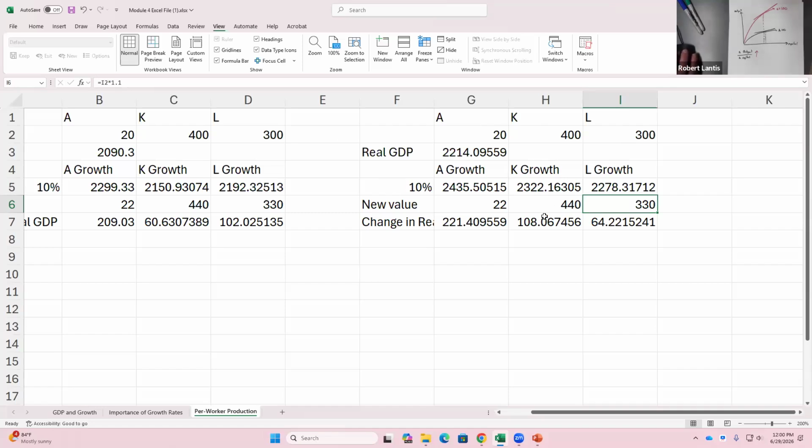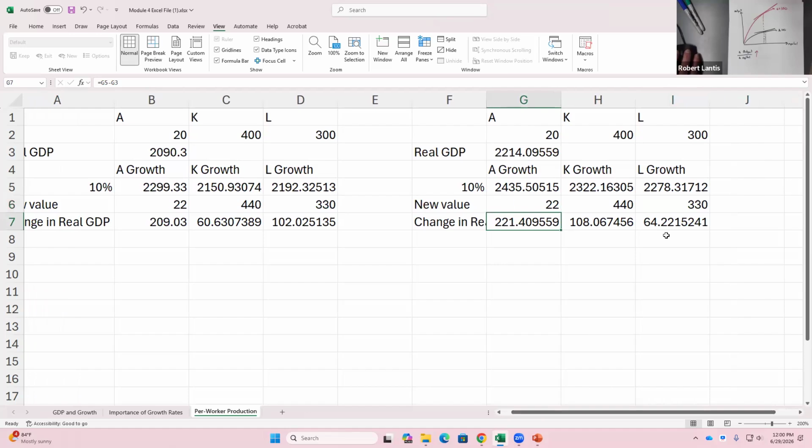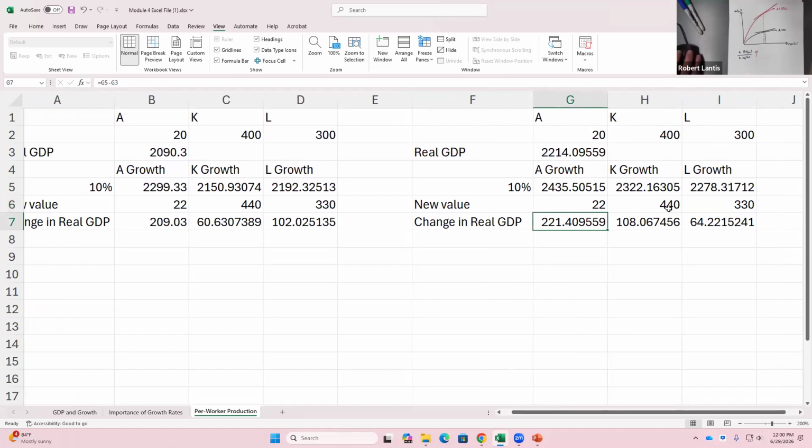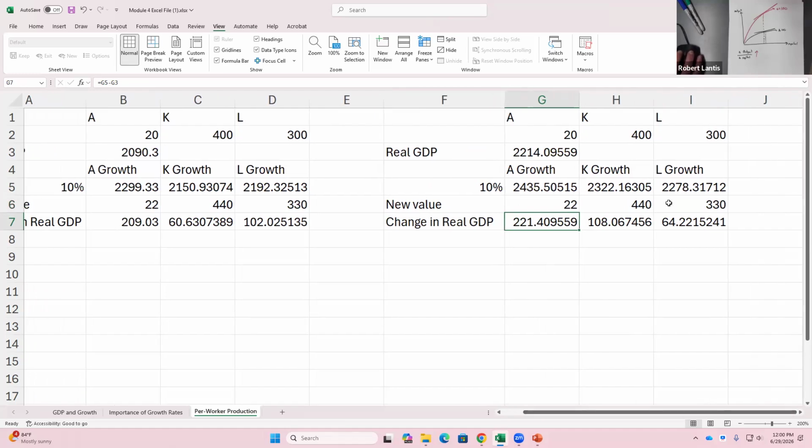So 10% increases. Now notice total factor productivity still wins out, right? A 10% change there produces much higher changes in real GDP than 10% changes in capital or labor. However, because capital is raised to a higher power, it's actually adding more output than labor, even if those values were exactly the same. And so anytime the power of capital is greater than the power of labor, notice the change now is larger for that 10% increase in capital than a 10% increase in labor.